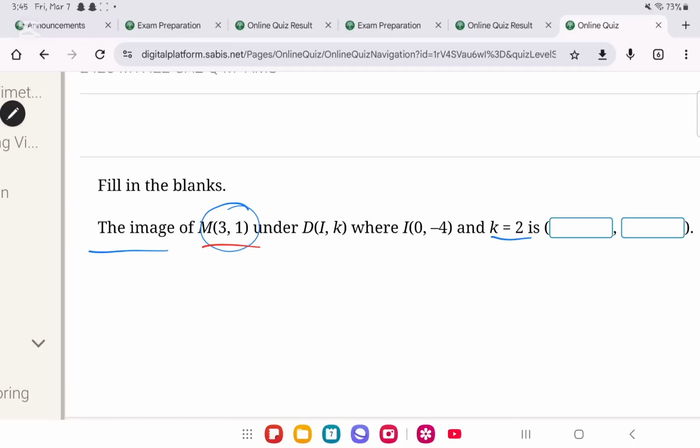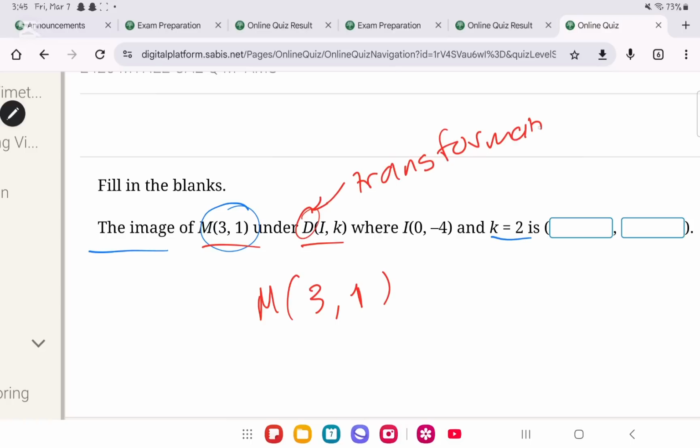Okay, very simply, what we're going to do is write our point. Our point is M(3, 1). Now, they told us it's under the dilation. I don't think it's dilation. I think this is supposed to be transformation. Okay, so it's under the transformation with the center I. So pay attention, it's not the origin, it's center I and the constant k. So they need us to find the new points. It's like we did in the previous question.